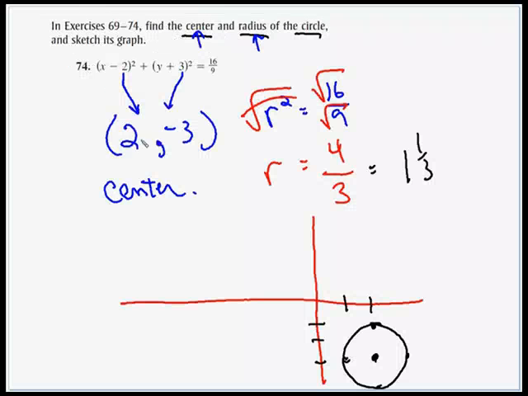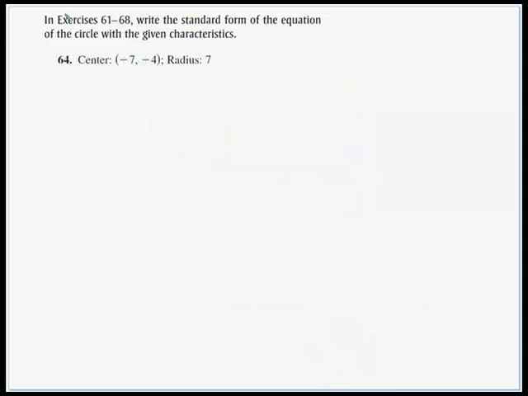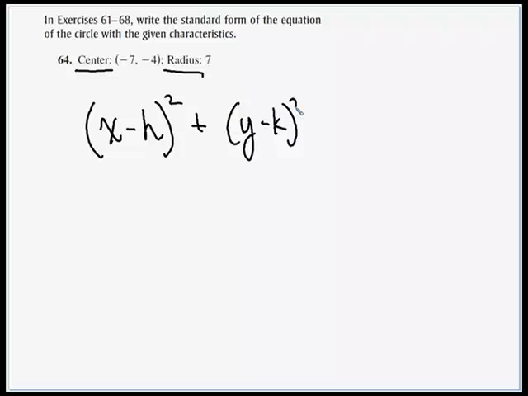In this exercise, we're going to write the standard form of the equation with these given characteristics. So here we had the equation, and we came up with the center and the radius, and we even sketched a little graph of it. Now they're giving us the center and the radius, and they want us to write the standard form of the equation. So remember, it's x minus h squared plus y minus k squared equals r squared. And now we just have to plug in the relevant pieces.